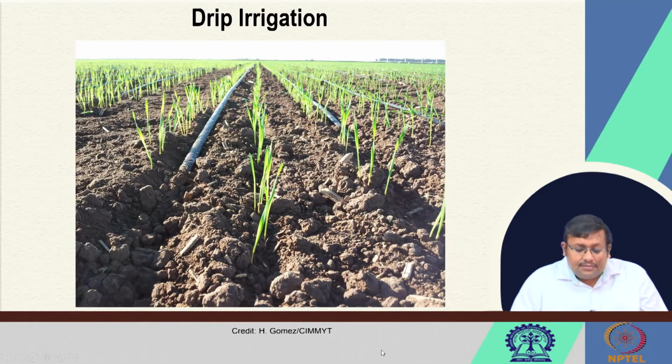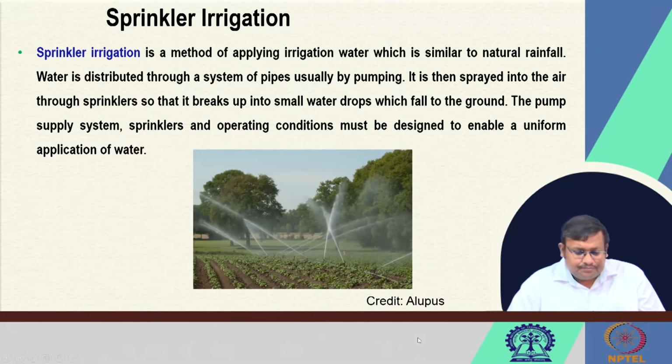Now, this is an example of drip irrigation, and you can see the drip irrigation can supply the fertilizer mixed irrigation water to the exact plant root zone, and thereby supplying the required quantity of the fertilizer as well as water without wasting, and thereby increasing the water use efficiency or the nutrient use efficiency.